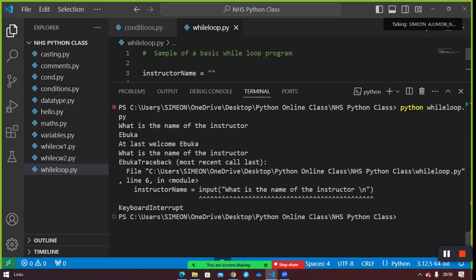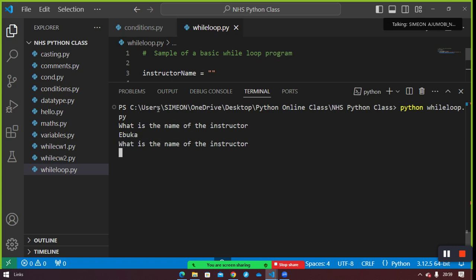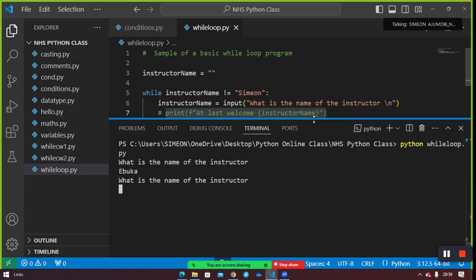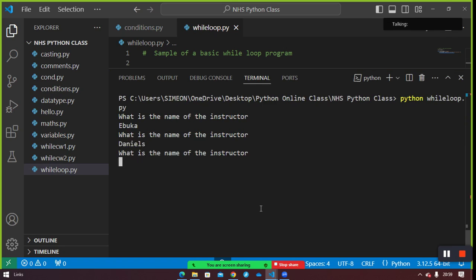Control C. Oh, okay. Let's see. What is the instructor's name? Ebuka. You see, it keeps asking again. What is the instructor's name? As far as confirming that it is not equal to Simeon, it will keep asking. What is the instructor's name? Daniel. You see? What is the name of the instructor again? Put the name of the instructor, Debbie.